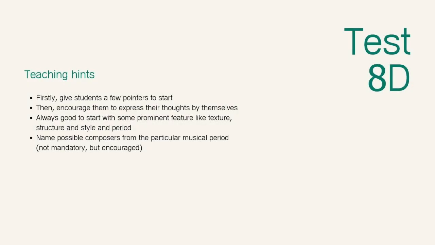For teaching hints, firstly, give the students a few pointers to start, then encourage them to express their thoughts by themselves. It is always good to start with some prominent features like the texture, structure, and style and period. Name possible composers from the particular musical period. This is not mandatory but encouraged.